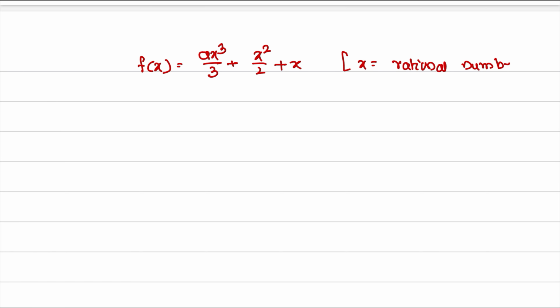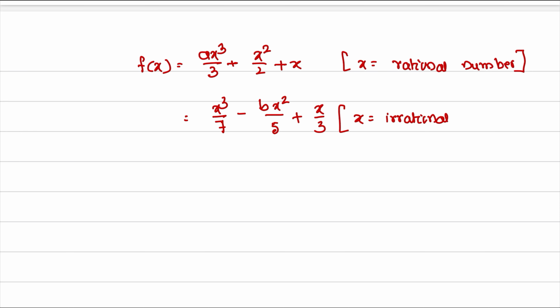A function is defined this way, and the same function is x cube by 7 minus b x square by 5 plus x by 3 when x is an irrational number. Then this function will be continuous at a point xr.